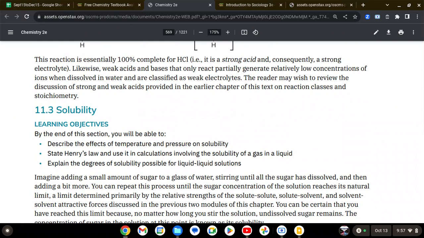Likewise, weak acids and bases that only react partially generate relatively low concentrations of ions when dissolved in water and are classified as weak electrolytes. The reader may wish to review the discussion of strong and weak acids provided in the earlier chapter on reaction classes and stoichiometry.